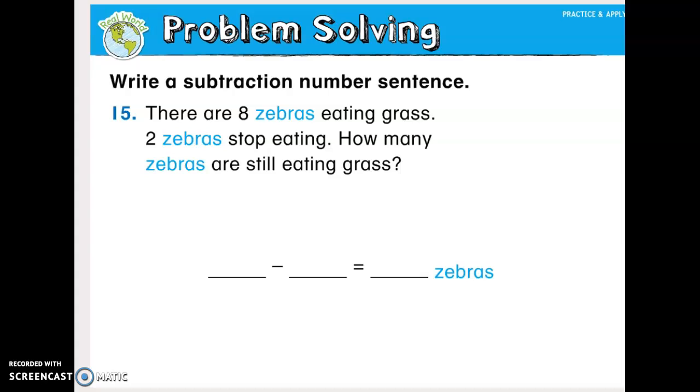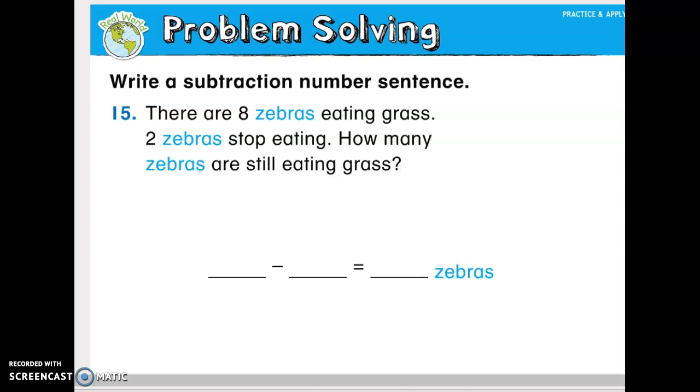Okay, we're on problem solving, the very last page. For number 15, it looks like this zebra is going to have snack time. It says, I love snack time. All right, 15. There are 8 zebras eating grass. 2 zebras stop eating. How many zebras are still eating? So we're going to put what we know down right now. So go ahead and take your writing tool.